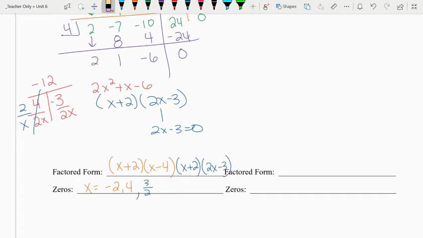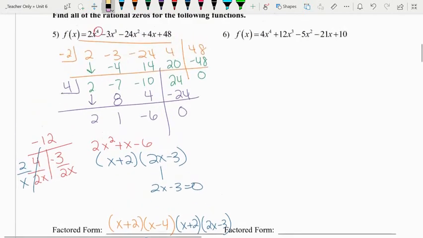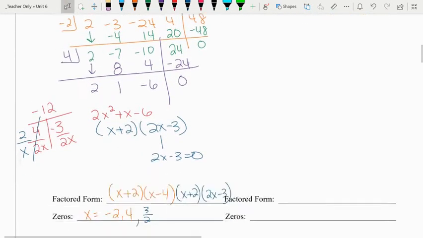Okay, you do need it in the factored form, though, because think about it. I need to be able to distribute all of those and combine like terms, get back to where I started. So I need 4 x's.